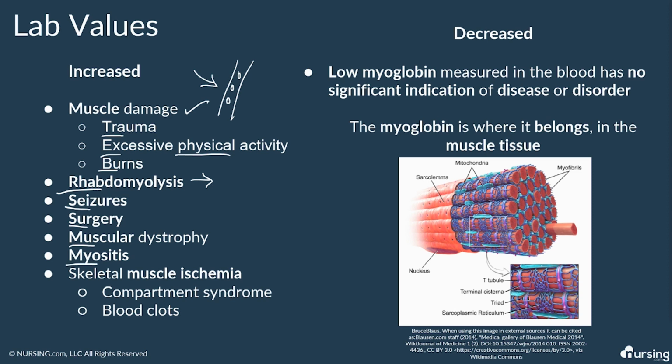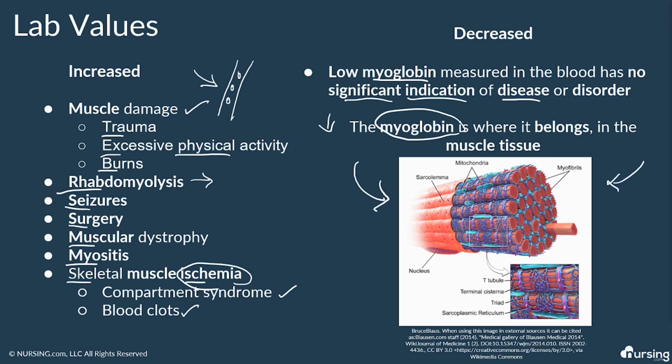myositis. And then another time that we see it, and when it's particularly valuable, is to evaluate for muscle ischemia, like compartment syndrome, or if there are blood clots that lead to ischemia in the muscle. Low myoglobin, when it's measured, doesn't really have a very significant indication of disease or disorder. What it means when the myoglobin is low in the bloodstream is that the myoglobin is exactly where it belongs, in the muscles, binding oxygen and providing more oxygen for these muscles that are doing so much work.